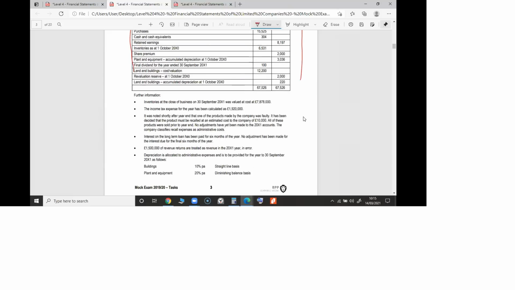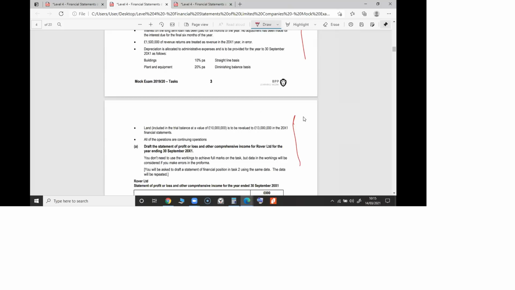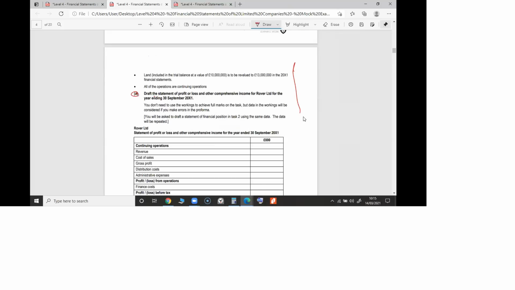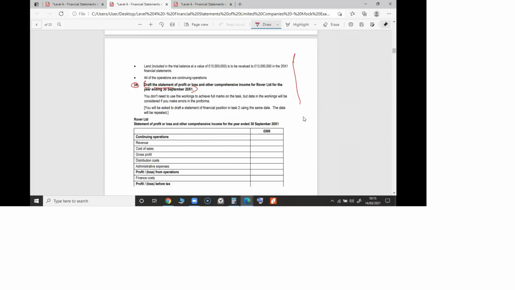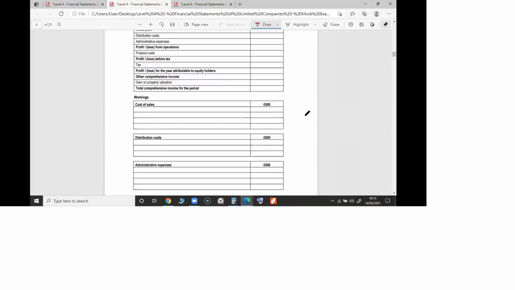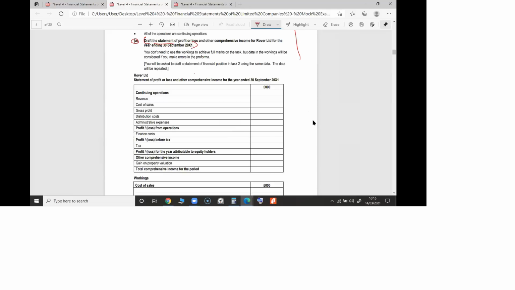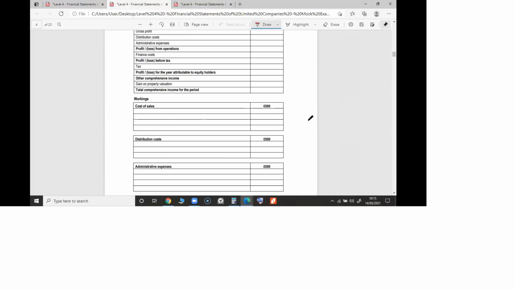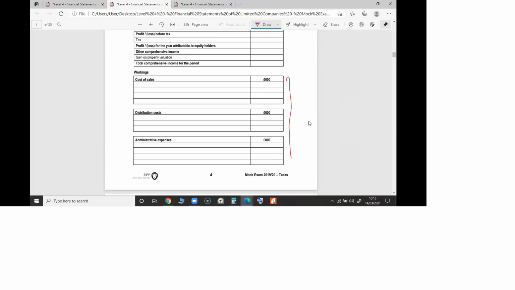I have some further information I would be reading, and quite a lot. Then I'm going to read this one. Then I can see it's an SPL. Just in 1 minute, I'm checking everything. So this you should do. I have a few workings for stock sales, distribution, admin costs.